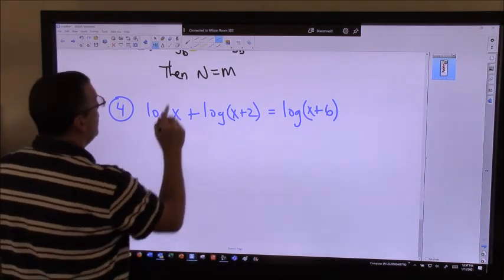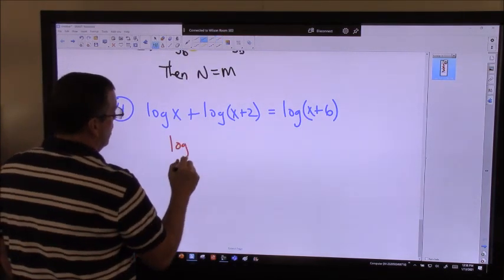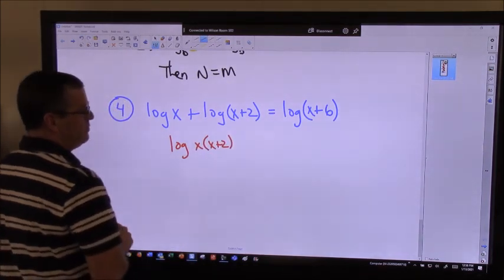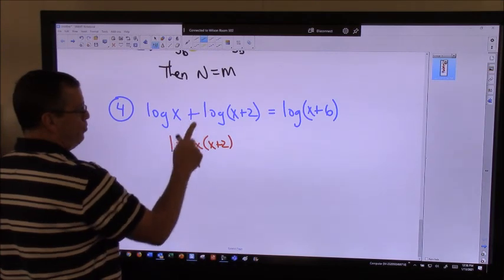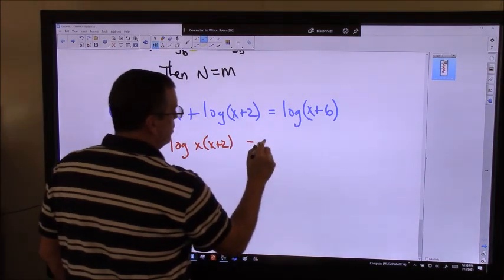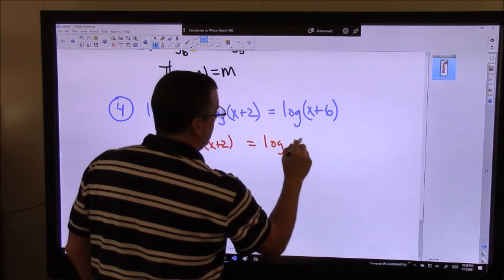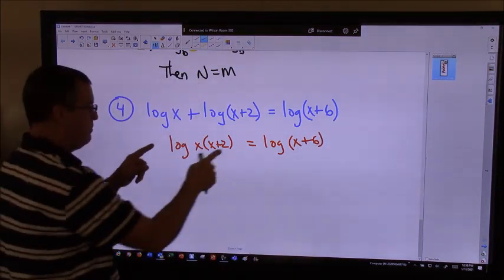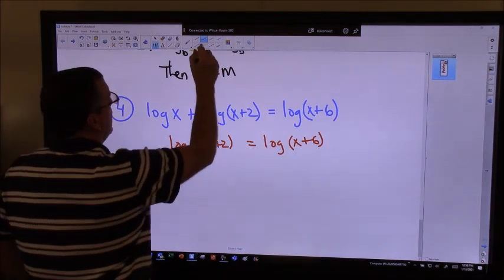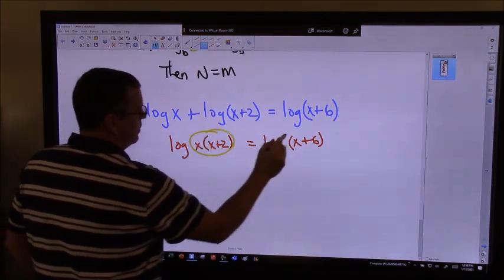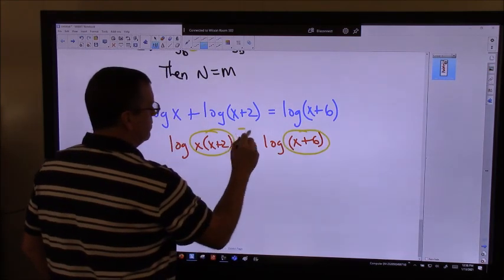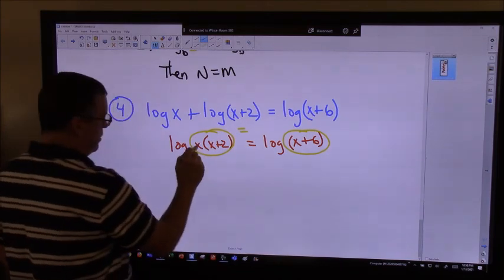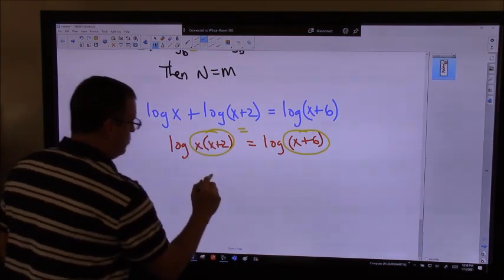So I'm going to write this as log of x times x plus 2. We add exponents when we're multiplying, and that's equal to log of x plus 6. And so now I have one log on each side. They're both base 10. And that means that this has to be equal to this. Those two things have to be equal. So I'll go ahead and just distribute here and get x squared plus 2x.